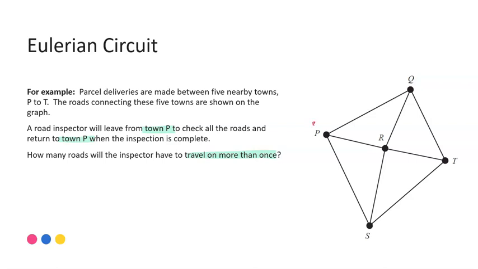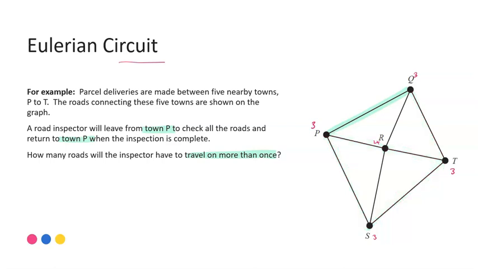So P has a degree of 3, Q has a degree of 3, R has a degree of 4, S has a degree of 3, and T has a degree of 3. So we know that in order for there to be a circuit, we need to have all even degrees. So if I was to travel starting at P, I could travel to Q, to T, to R, P, S, T. Now I'm not going to be able to complete my journey that's required.